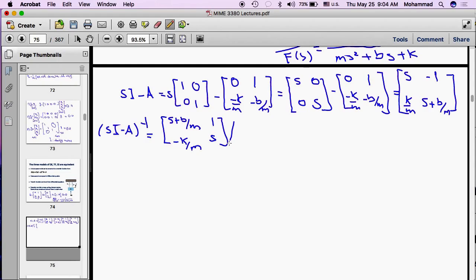Determinant of sI minus A, that is. So how do we find the determinant of a 2 by 2 matrix? We multiply the diagonal elements. If you multiply that, you get s squared plus b over m s, minus the result of multiplication of the off-diagonal elements. So what would that be? Minus what? It would be positive k over m. So that's the determinant.